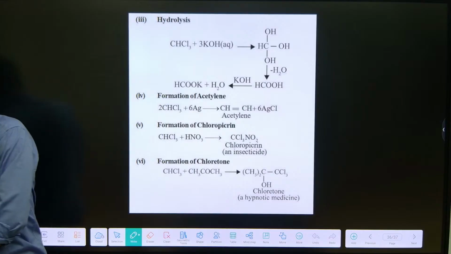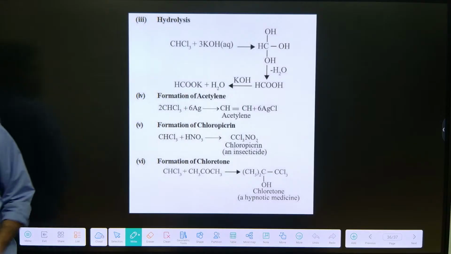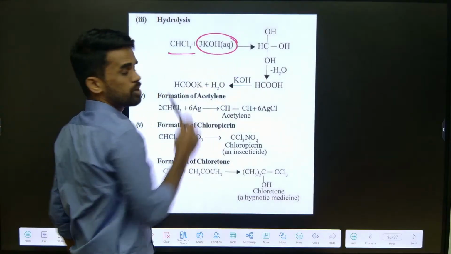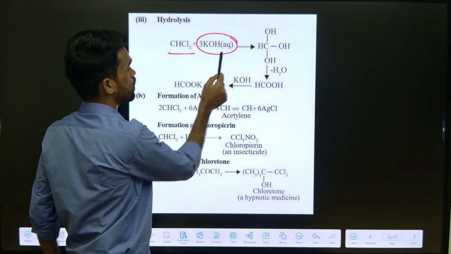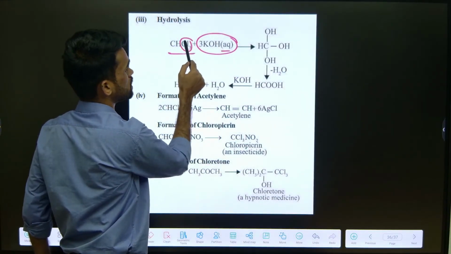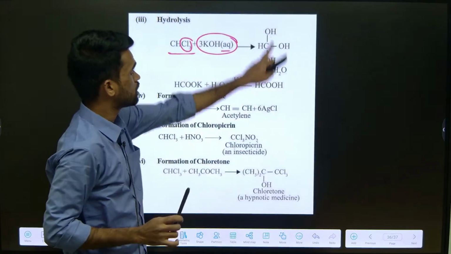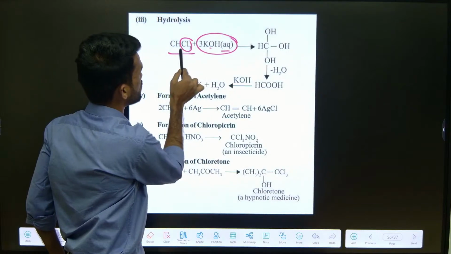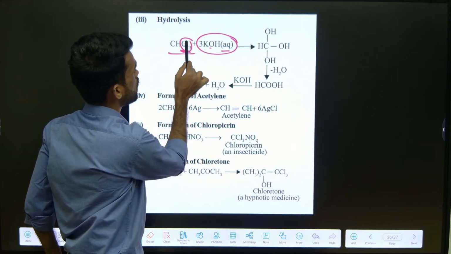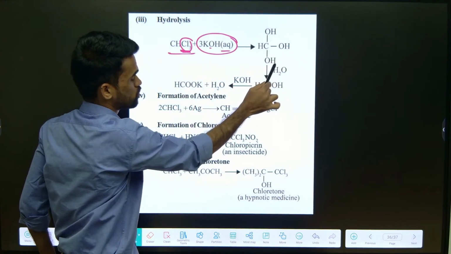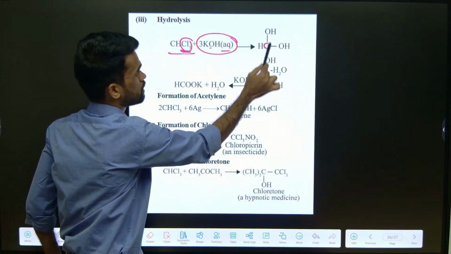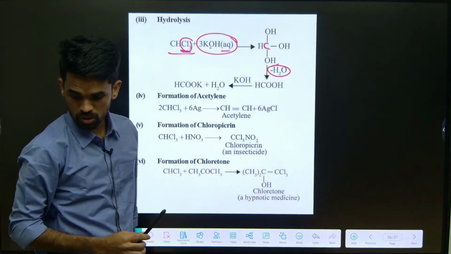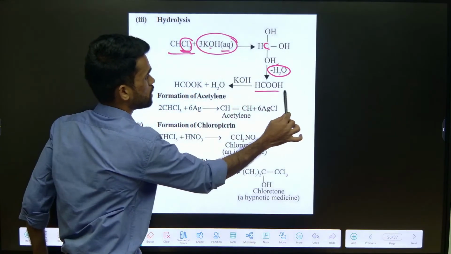So chloroform, what I told you about chloroform? Upon hydrolysis, upon treating with aqueous KOH, what happens? Wherever there are chlorines, replace them with OH groups. How many chlorines are there? 3. So replace all those 3 chlorines, you will get OH, OH, OH. I told you on the same carbon, if multiple OH groups are there, try to remove water molecules as many as possible. Then you will get a formic acid like this.